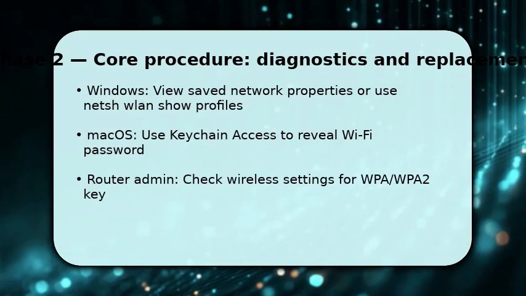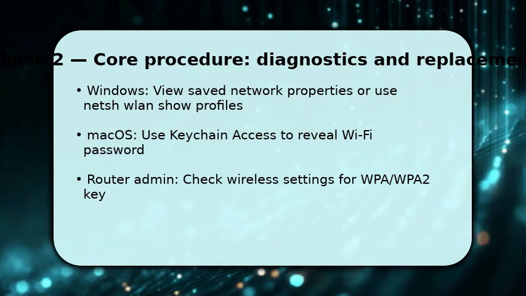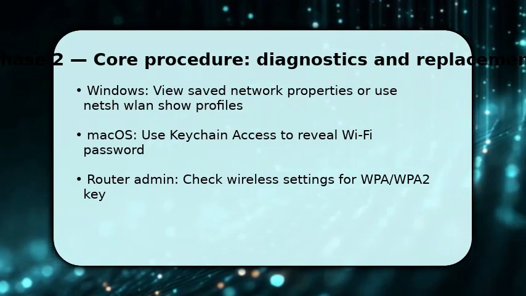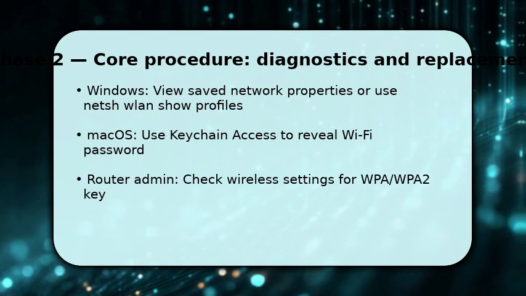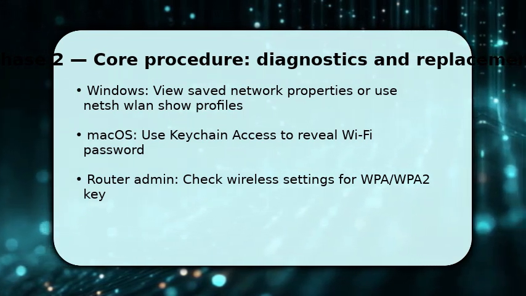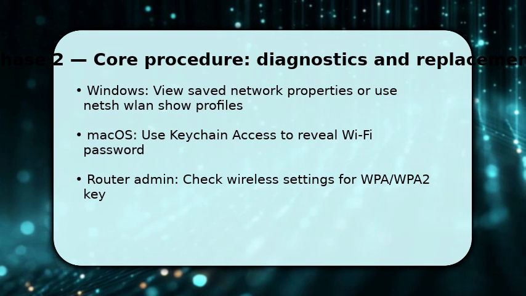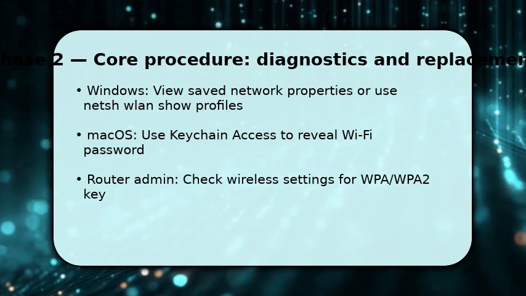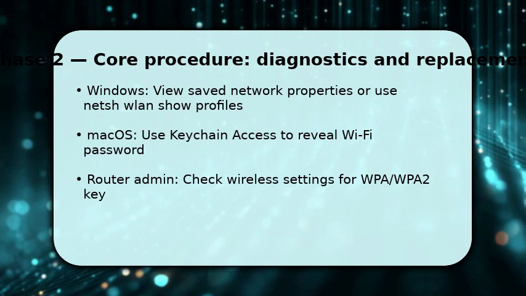Now you pull the password from a connected device or the router itself. On Windows, open Network Settings or run netsh wlan. Show Profiles and the profile name to get details, then show Key Content. On macOS, use Keychain Access to search the SSID and choose Show Password after authenticating.